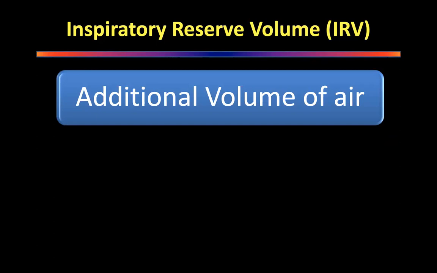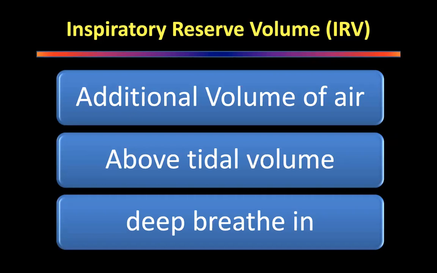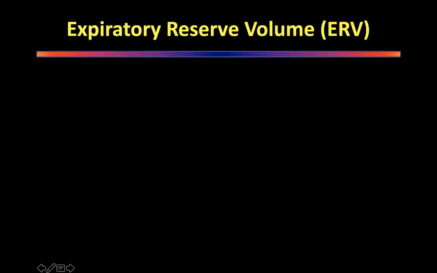Inspiratory reserve volume is the additional volume of air over and above the tidal volume when you take a deep breath in. So inspiratory reserve volume is tidal volume plus the additional volume of air. So here is your tidal volume, and inspiratory reserve volume is above this. This is IRV, above the tidal volume.